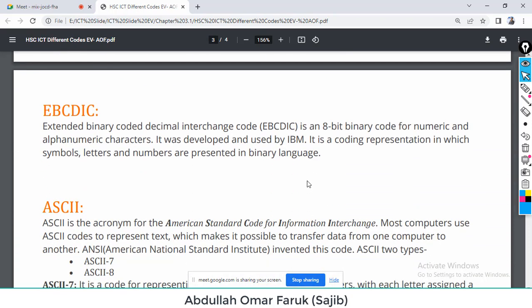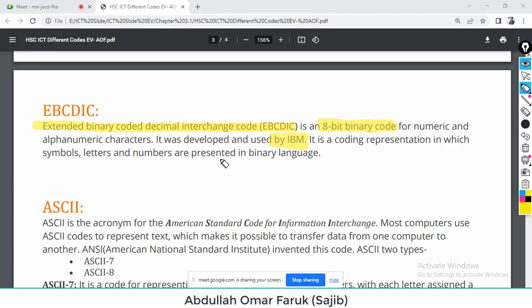So for EBCDIC, you do not need to remember a lot of things, because these will never be important for your CQ questions. These are only important for MCQ questions. What will be needed? You just need to remember the full form: Extended Binary Coded Decimal Interchange Code. I repeat, Extended Binary Coded Decimal Interchange Code, and it's an 8-bit binary code. You just remember these two things, that's enough. Nothing more will be needed, and it was used by IBM, a computer company.